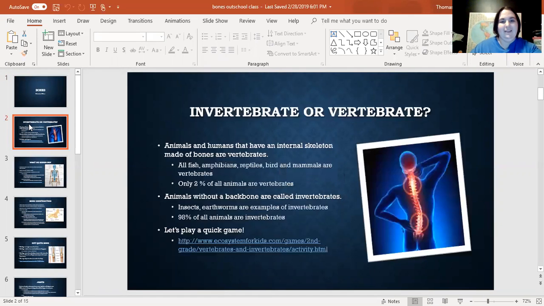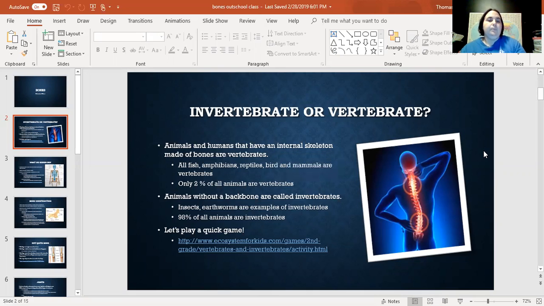Bones, first of all, if this was a live class, you could play this with your sibling or mom and dad and see if you can tell the difference between invertebrate or vertebrate. The main difference is that animals and humans that have an internal skeleton made up of bones are vertebrates. We get that name because each individual part of our backbone is called a vertebra.